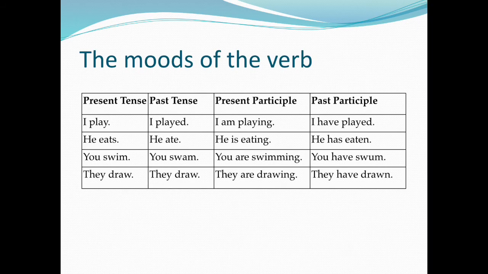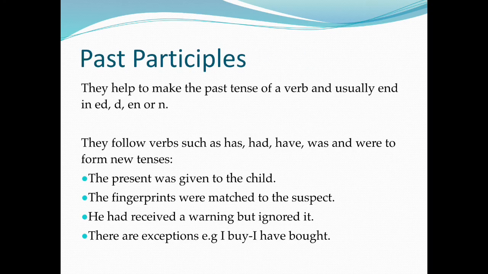Present tense, I play. Past tense, I played. Present participle, I am playing. Past participle, I have played. Present tense, he eats. He ate. He is eating. He has eaten. You swim. You swam. You are swimming. You have swum. They draw. They drew. They are drawing. They have drawn.